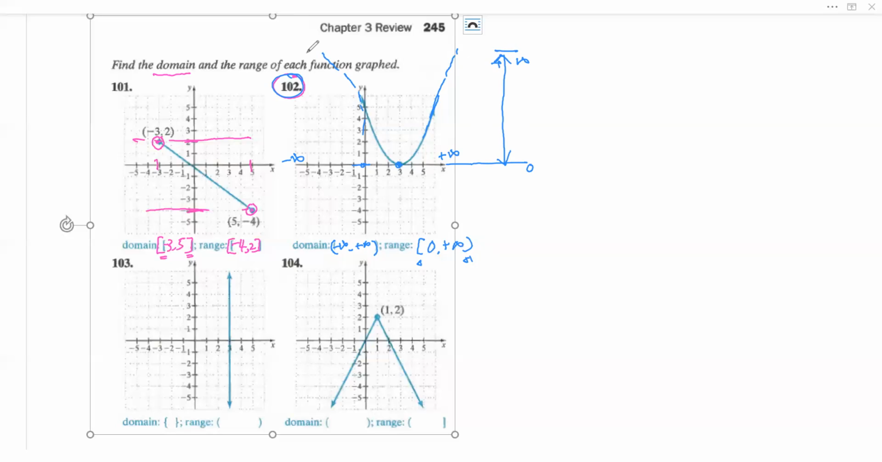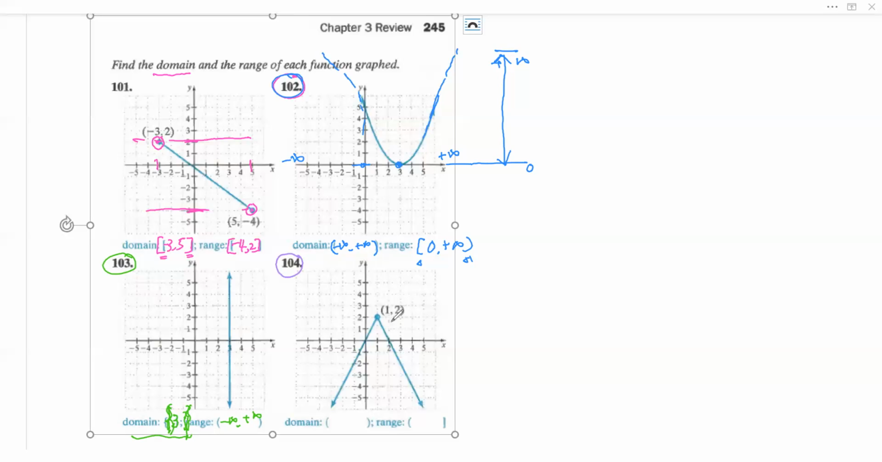All right, let's see 103. This is a vertical line, since there is only one dot. This is 3, only 3, only one of them. The range of y means negative infinity to positive infinity. Let's see 104.